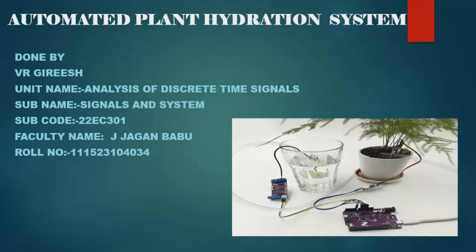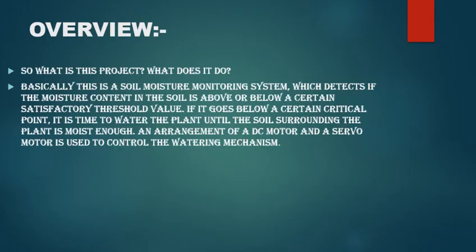Hi, this is Girish. I've done a project on automated plant irrigation system under the unit name of analysis of discrete time signal, subject name signals and systems, and subject faculty J. Jagan Babu sir. Overview of the project.